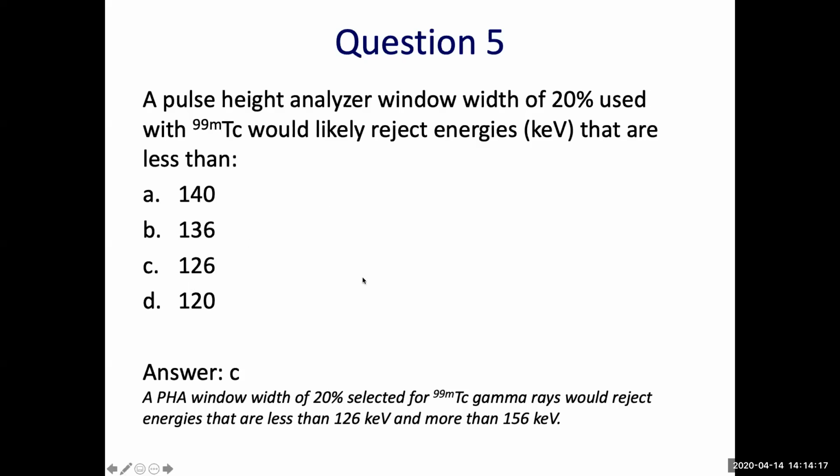So we said the photopeak is 140 keV. We just set the window around 140 keV at 20%, plus 10% and minus 10%. 10% of 140 keV is 14 keV, so 140 keV minus 14 keV is 126. Any photon from 126 to 154 will be accepted. Beyond these two energies will be rejected. So below 126, no photon will be accepted within this 20% window.